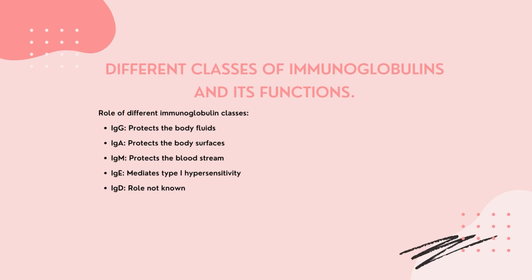Different classes of immunoglobulins and their functions. Role of different immunoglobulin classes. IgG protects the body fluids. IgA protects the body surfaces. IgM protects the bloodstream. IgE mediates type I hypersensitivity. IgD role not known.